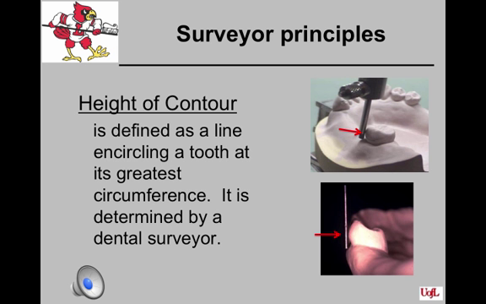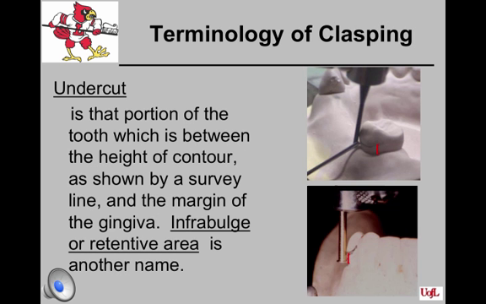Think of the Earth as a globe, and the equator would be the height of contour. It is the place where you have the greatest circumference on the globe. The undercut is that portion of the tooth which is between the height of contour, as shown by the survey line, and the margin of the gingiva. Another name for this area is infrabulge or retentive area.